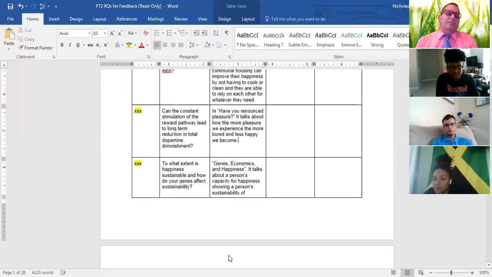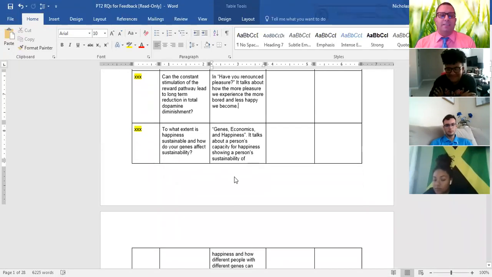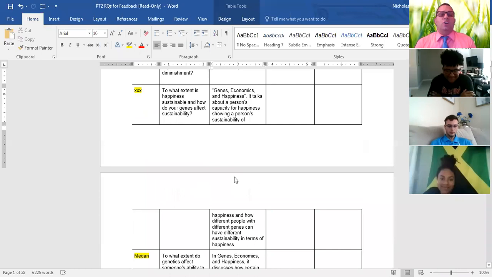To what extent is happiness sustainable, and how do your genes affect sustainability? Okay, so this one used the study "Genes, Economics, and Happiness," and it talks about a person's capacity for happiness, showing their sustainability of happiness and how different people with different genes have different sustainability in terms of their happiness. This is a pretty clear connection, I think.